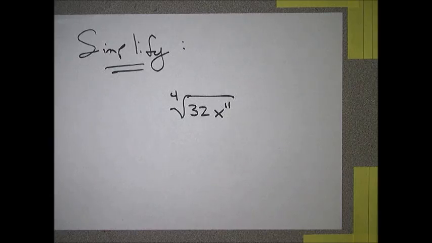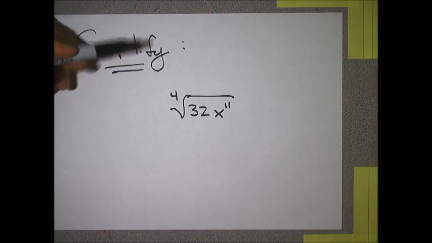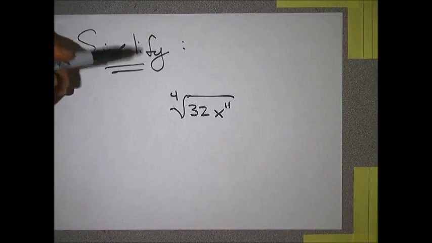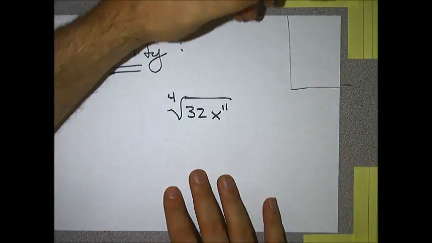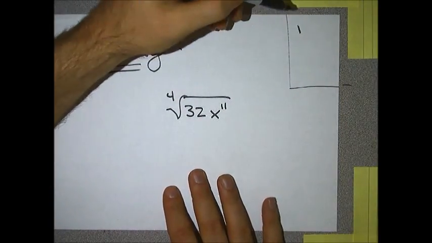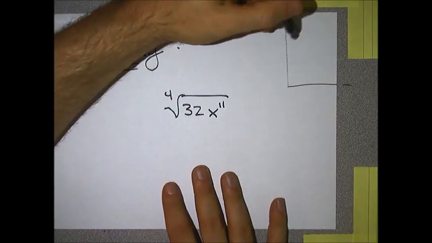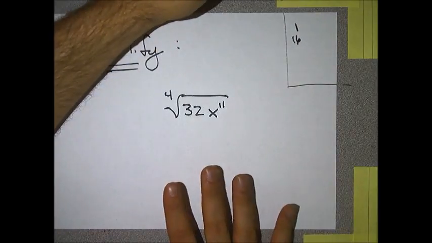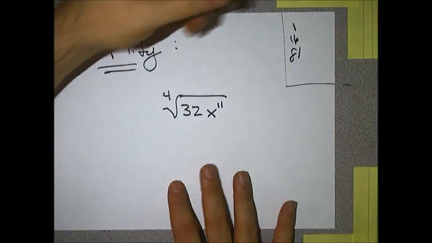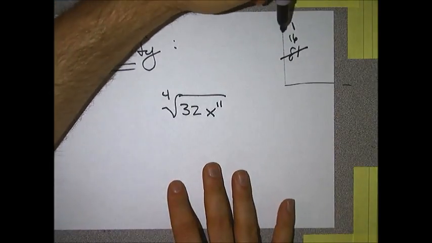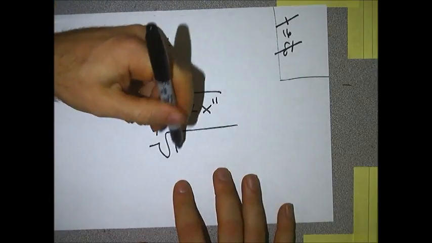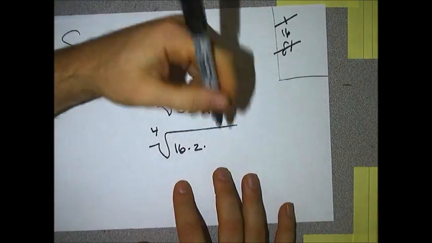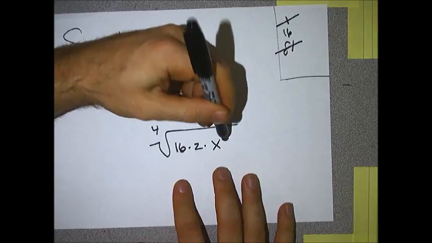We want to simplify the fourth root of 32x to the 11th. So it could be a fourth root, third root, fifth root. You need to know your different lists of roots. So in this case, it's a fourth root. So I should say, what are my fourth roots? Well, 1 times 1 times 1 is 1, and 2 times 2 times 2 times 2 is 16, and 3 to the fourth is 81. And I say, all right, well, 81 is too big, and 1 never counts. So I want to rewrite this as the fourth root of 16 times 2 times x to the 11th.